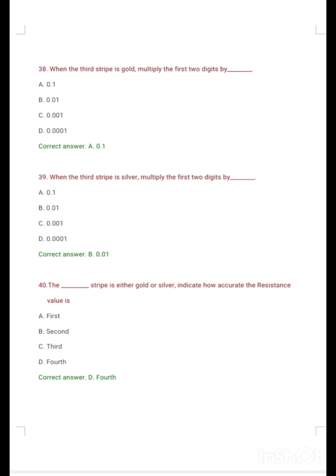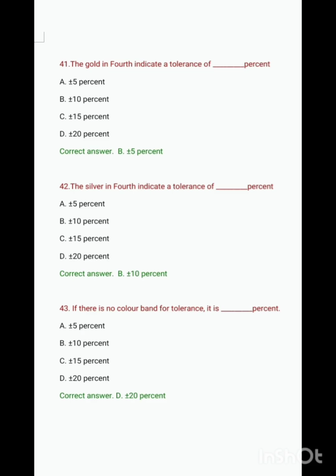39. When the third stripe is silver, multiply the first two digits by A. 0.1, B. 0.01, C. 0.01, D. 0.001. Answer: B, 0.01. 40. The fourth stripe is either gold or silver, indicating how accurate the resistance value is. A. First, B. Second, C. Third, D. Fourth. Correct answer: D. 41. The gold in the fourth stripe indicates a tolerance of plus or minus what percent? A. 5%, B. 10%, C. 15%, D. 20%.